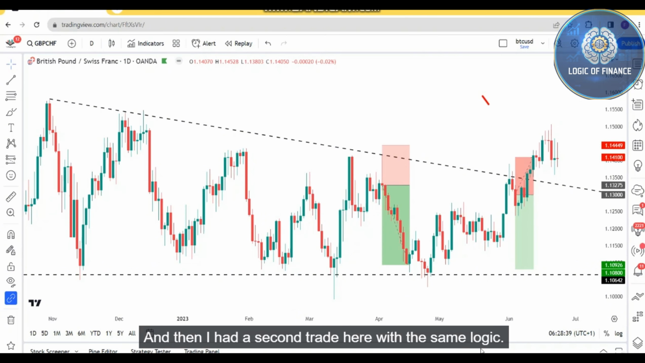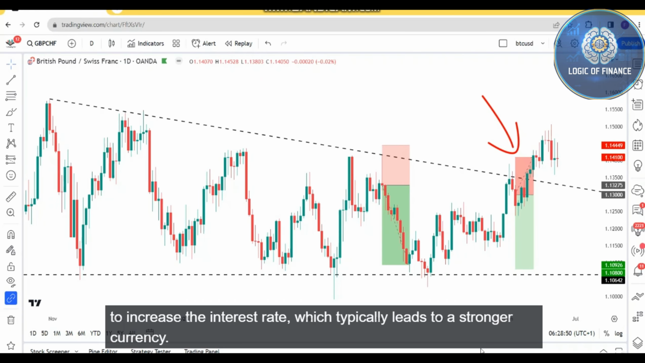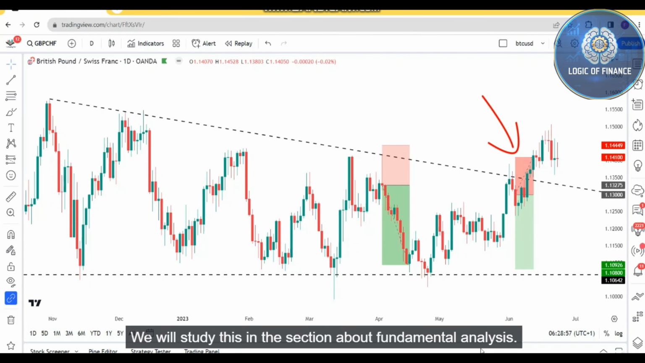And then I had a second trade here with the same logic. This time I had an additional reason to enter, as the Swiss National Bank announced that they were going to increase the interest rates, which typically leads to a stronger currency. We will study this in the section about fundamental analysis. Now, you can see that this second trade didn't go well.